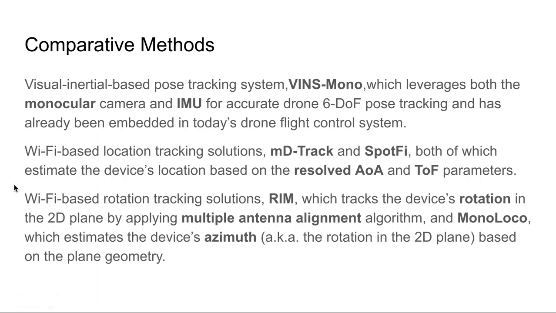And a Wi-Fi-based rotation tracking solution, RIM, which tracks the device's rotation in 3D and 2D by applying a multiple antenna alignment algorithm, and Mono-Loco, which estimates the device azimuth, which is the rotation in the 2D plane on the ground. And here I'm trying to present the key differences. For details on the implementations, I would encourage you to refer to these papers.